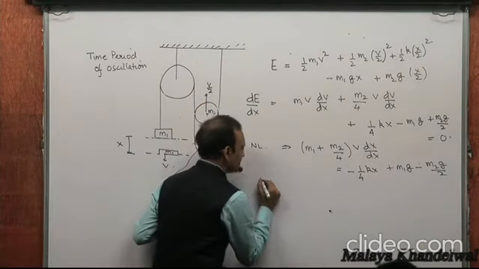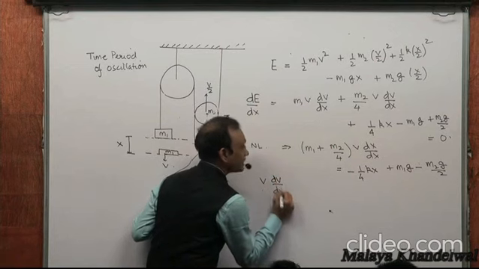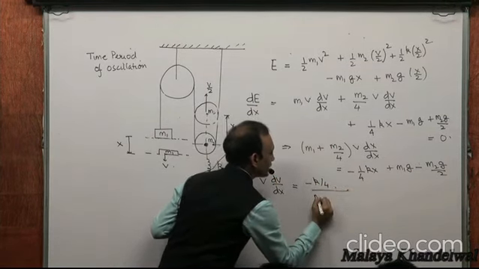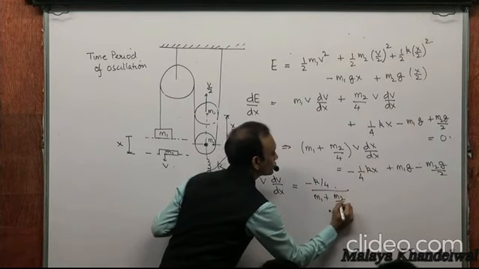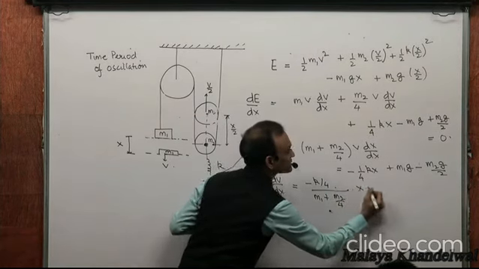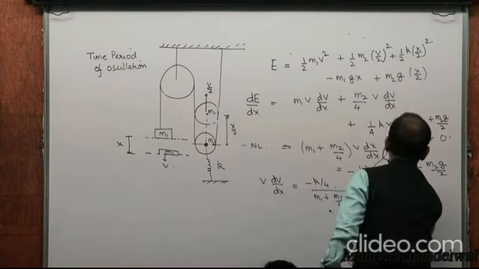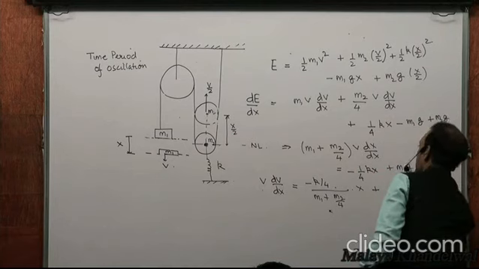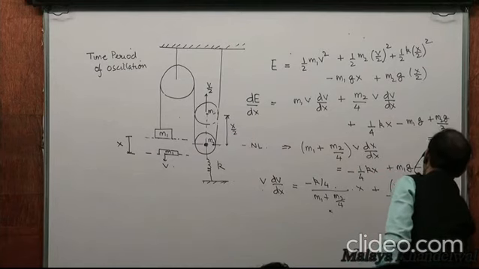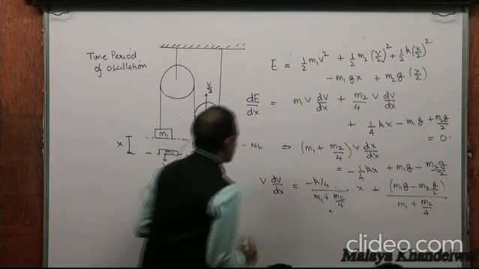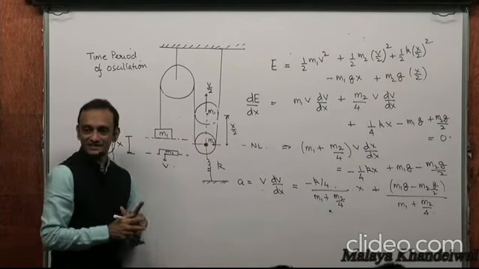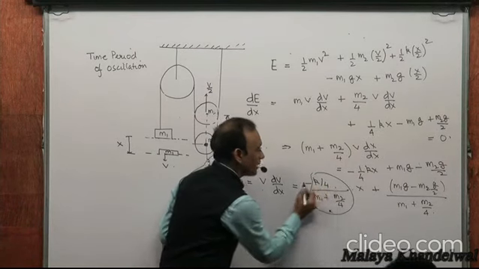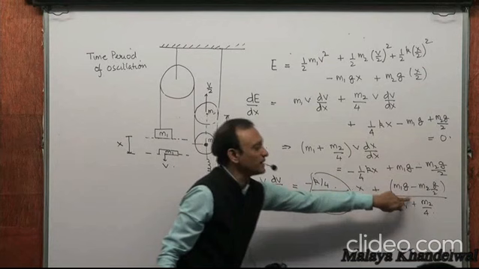And what's v dv/dx? v dv/dx then is minus k by 4 divided by (m1 plus m2 by 4) into x, plus (m1g minus m2g by 2) divided by (m1 plus m2 by 4), right? So this is my acceleration v dv/dx, right? Which would be a positive constant minus a positive constant into x plus some other constant.